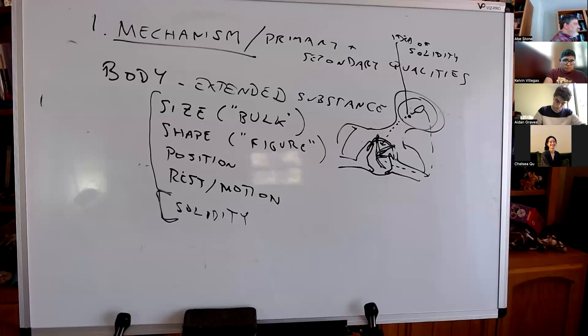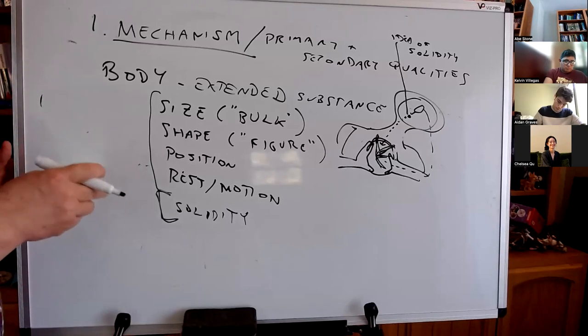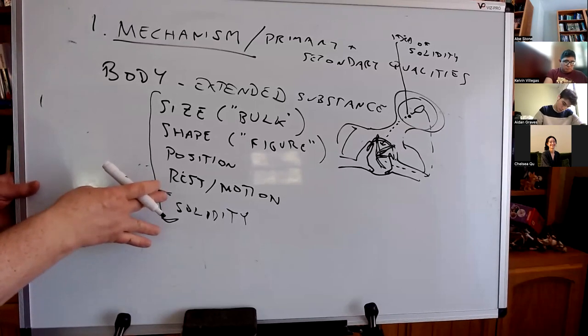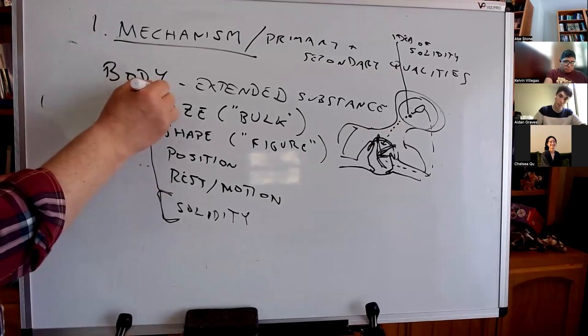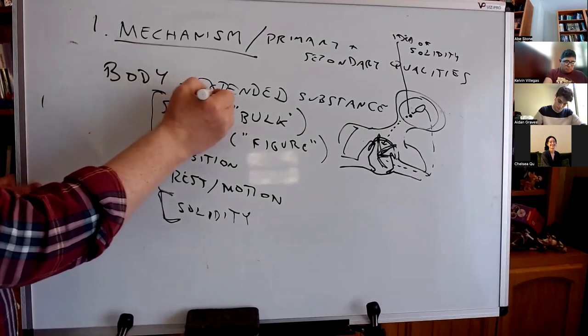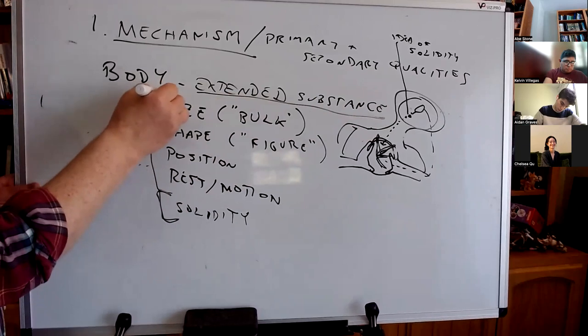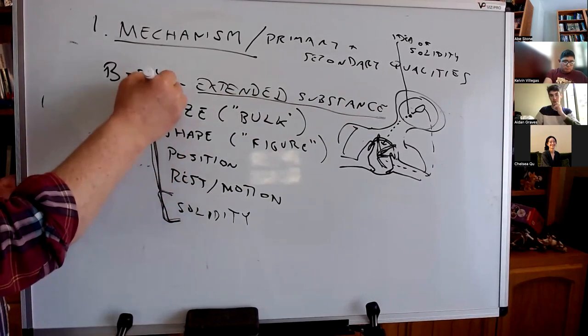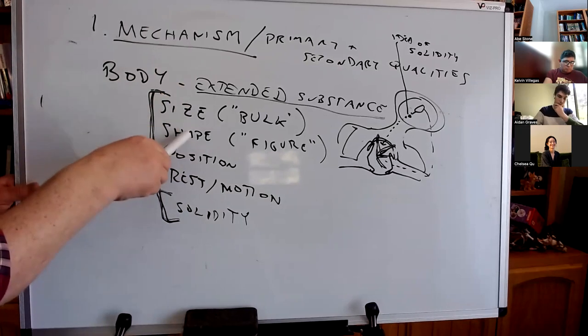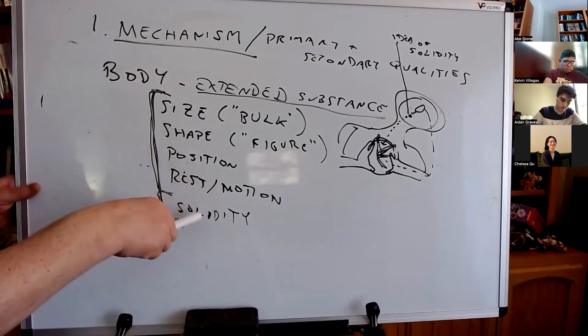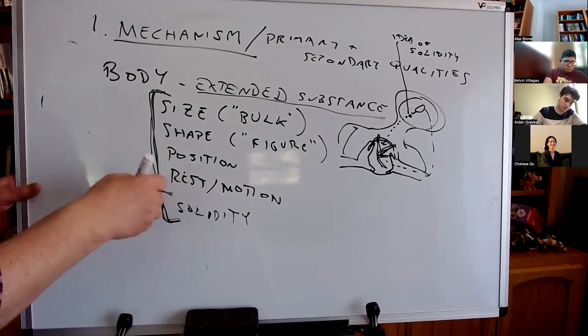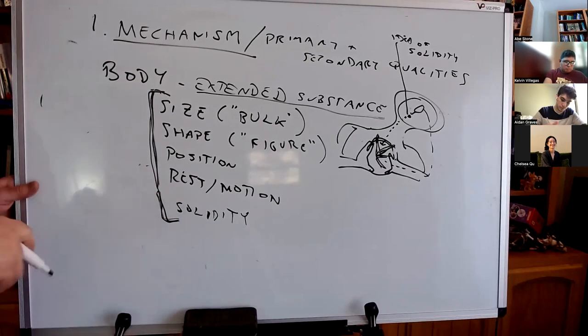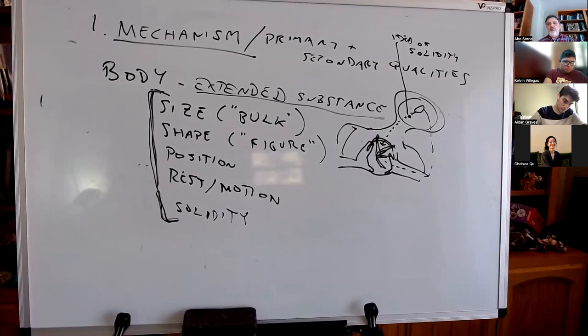Okay, so that's solidity. And because of solidity, we know that if a body is defined as an extended substance, every body has the following properties or qualities: size, shape, position, rest or motion, and solidity. And based just on these properties, we can also understand how one body can act on another.